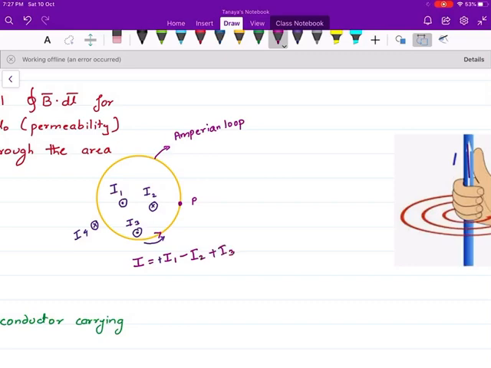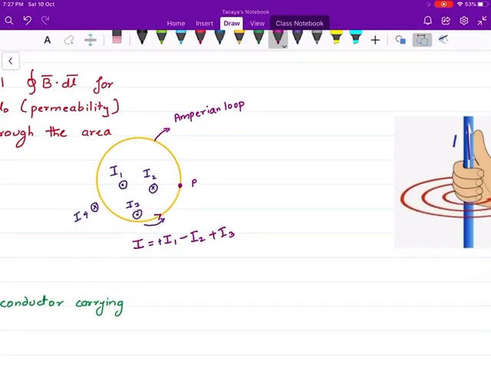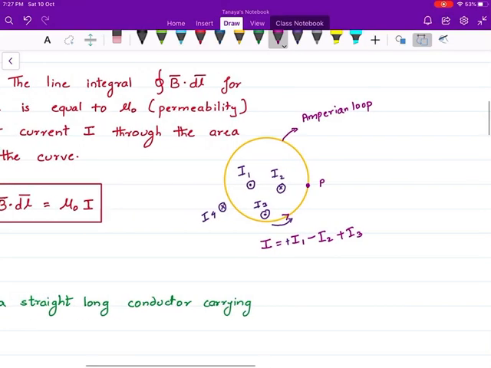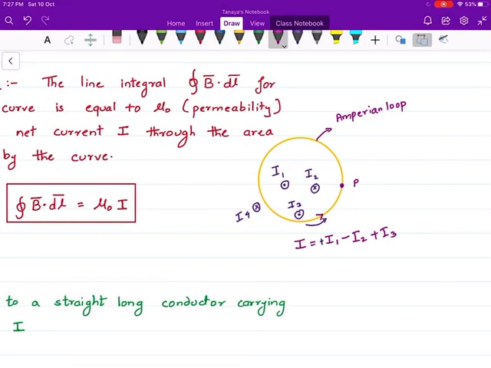What about I4? I will not consider I4 because it is not inside the Amperian loop. So I am not going to consider I4 at all. So my total current is I equal to I1 minus I2 plus I3. This is my I.